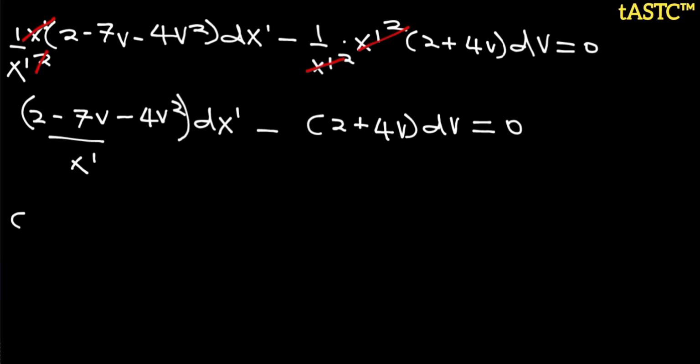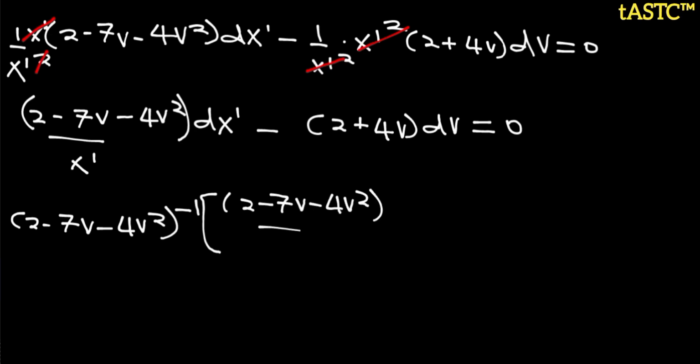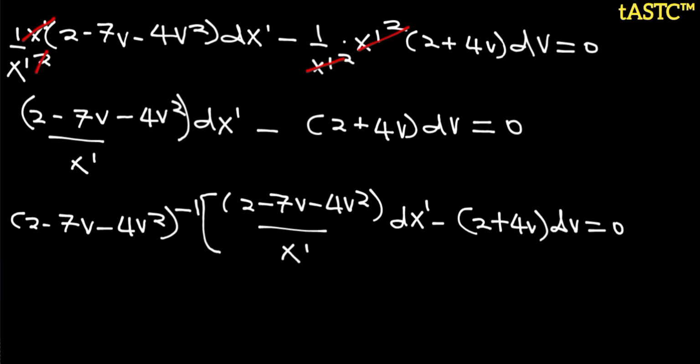The easiest way we could do that is to multiply through by the reciprocal of this representation. So that is going to be 2 minus 7v minus 4v squared, raised to the power of -1, multiplied by 2 minus 7v minus 4v squared divided by x prime, multiplied by dx prime, minus 2 plus 4v dv equal to 0. So if you took this and multiplied it with this, that should give you a 1.